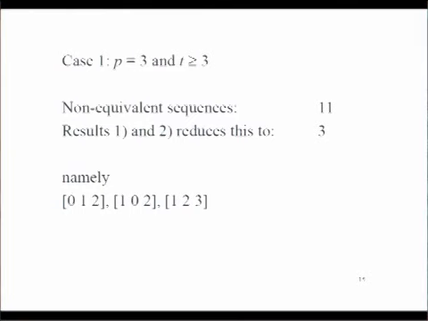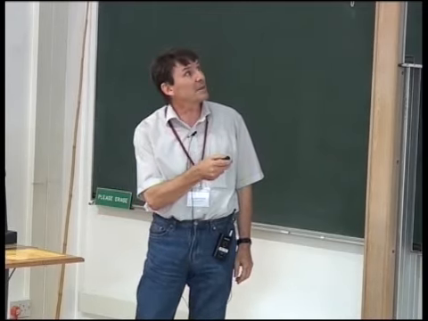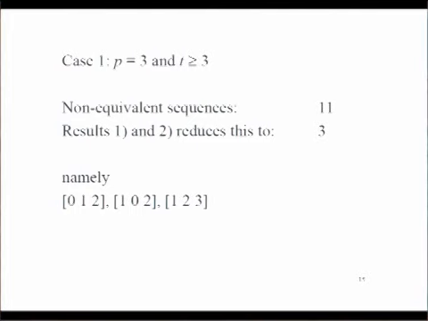So we call any of these sequences equivalent. They are also equivalent if we simply reverse the order. Instead of reading from the beginning to the end, we read from the end to the beginning. This means that we have 11 possible sequences to consider for this situation, with 3 or more control treatments and p equals 3. With the two easy results, we could reduce this to 3. And these 3 are the following.